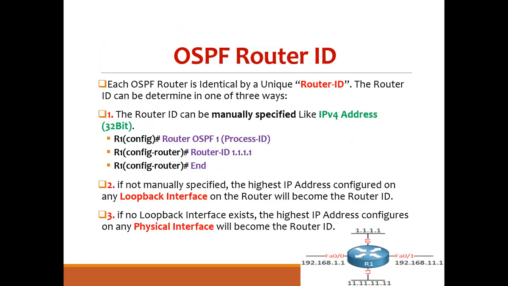Now, all OSPF routers use a router ID. In EIGRP we have just the EIGRP administrative distance and the EIGRP autonomous system number, and we start configuring, right? But OSPF has many things, like OSPF area and OSPF process ID. Now, what is the OSPF router ID? The OSPF router ID is unique.